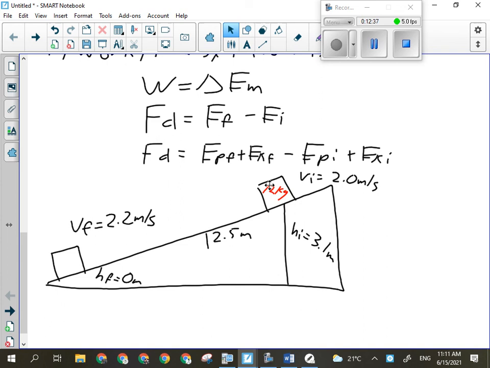Pardon? No, it won't, because mass is constant. Yeah. All right, so we're trying to calculate just the force of friction, which is the only force acting here.